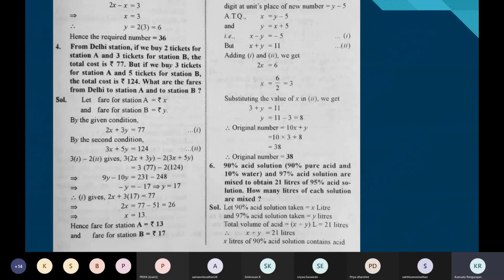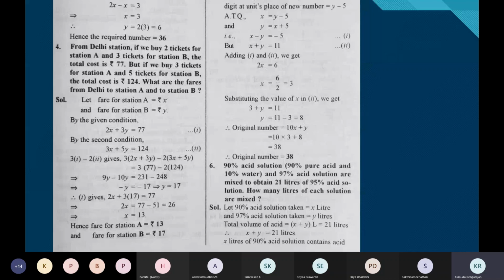How much acid is in X liters? 90%. So how do you find the quantity of acid? 90 by 100 X. 90% of X plus 97% of Y is equal to 95% of 21 liters. Perfect. So the second equation is like this.